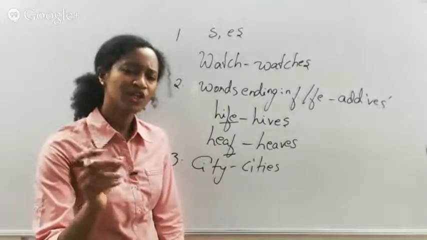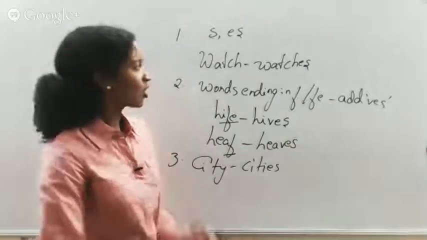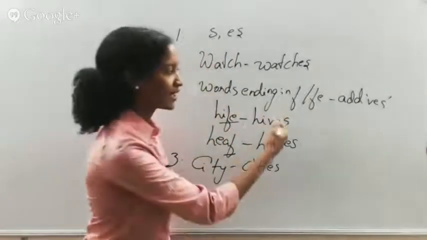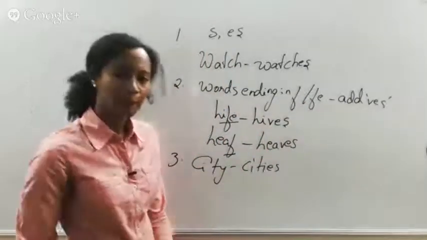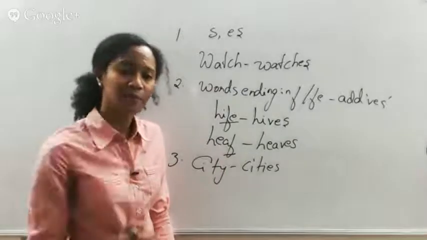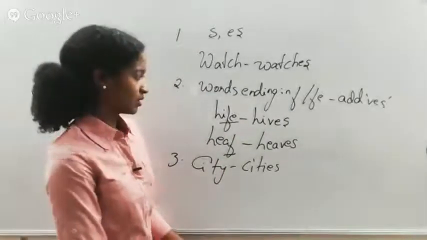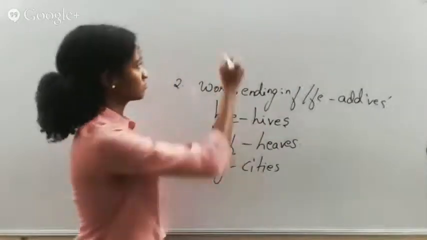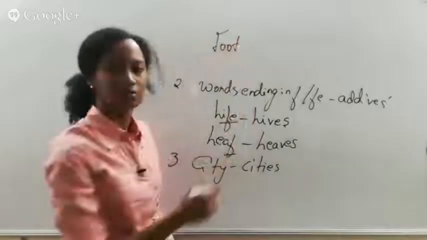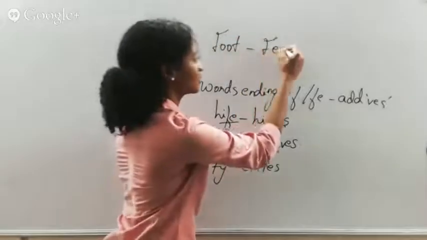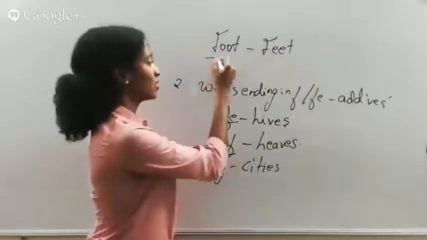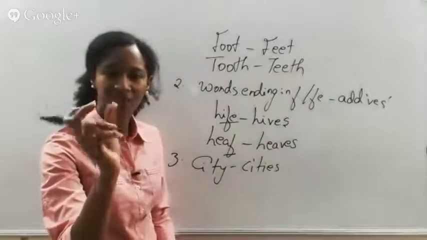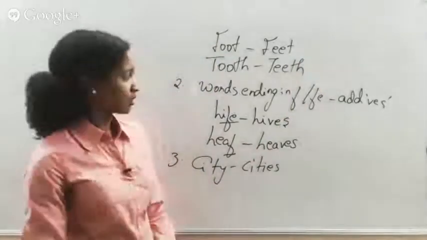How else would you change a singular to a plural form? Any other concepts that you can think of? We've looked at adding S or ES. We've looked at words ending in F or FE, add VES. Okay. What about vowels that come in between? What do you do for that? Yeah, I'll give you an example. Foot, feet. Right? Tooth, teeth. You just change the vowels in between. Okay, that's one.